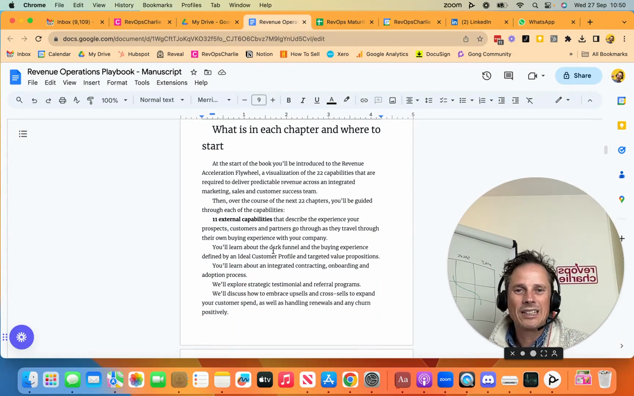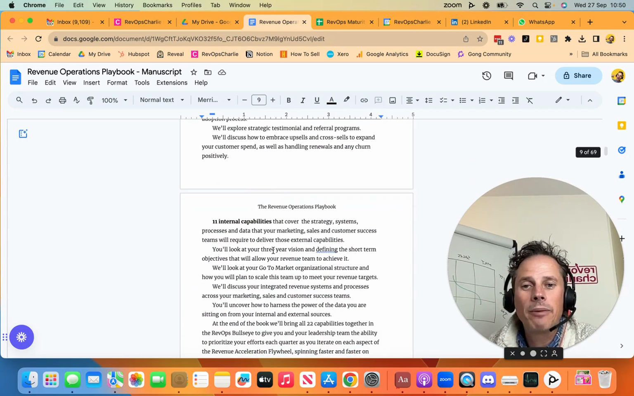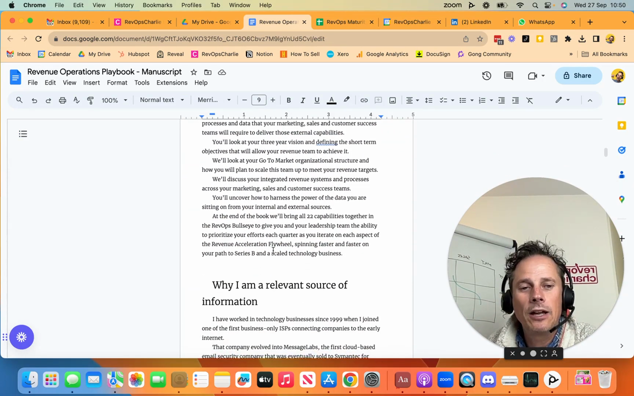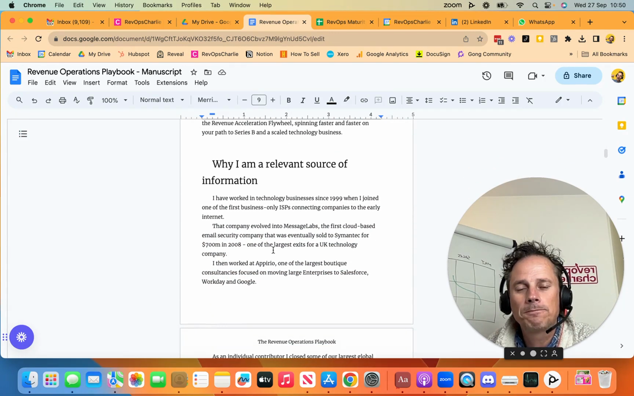I'm going to provide a little bit of signposting right up at the front here. What is in each of these chapters and where to start. So really just helping to orientate the reader about these upcoming 22 chapters and where they can focus if they want to dive into specific ones.